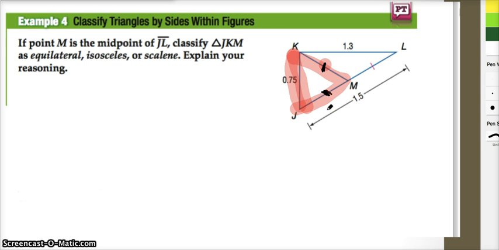Well, JL, and you probably thought of it before because you're smart, and I'm just trying to catch up. JL is length 1.5. And if it's length 1.5, half of JL, because M is the midpoint, is going to be 0.75. Math is happening. If that's 0.75 and this is the same as that, then this is 0.75. You see where this is going. And oh my goodness, we have not just an isosceles, but even more important, an equilateral triangle. So equilateral is the answer here.